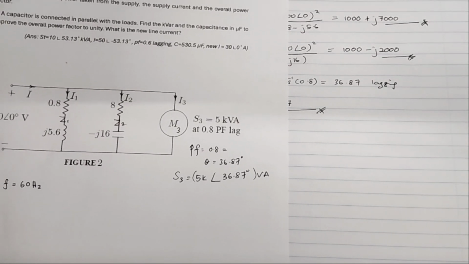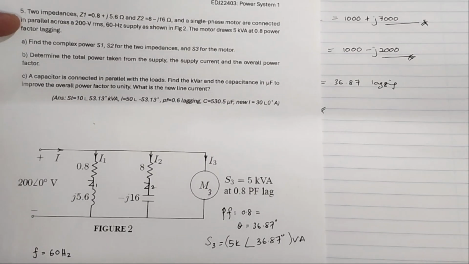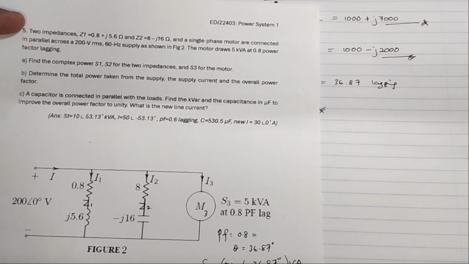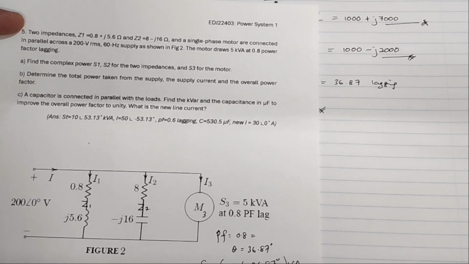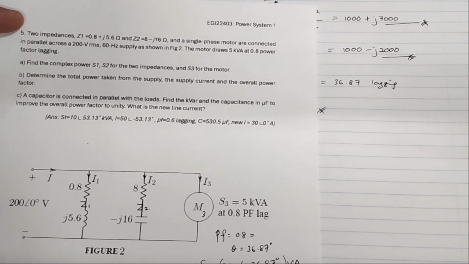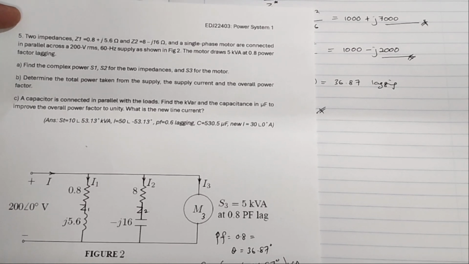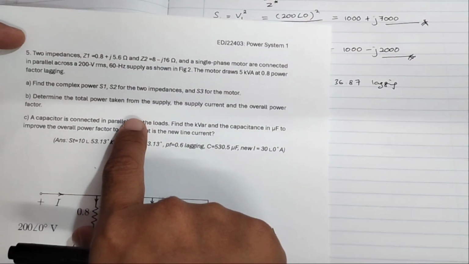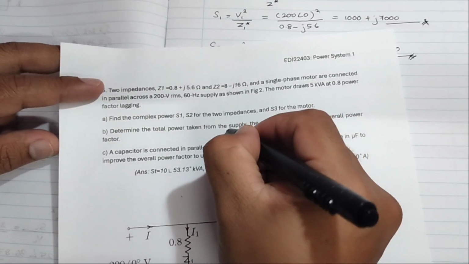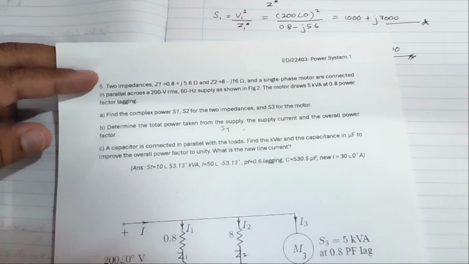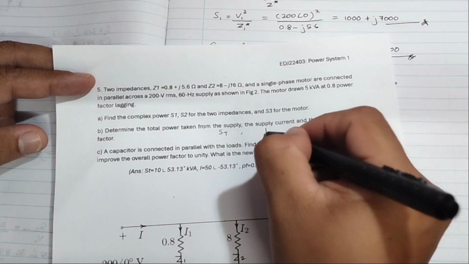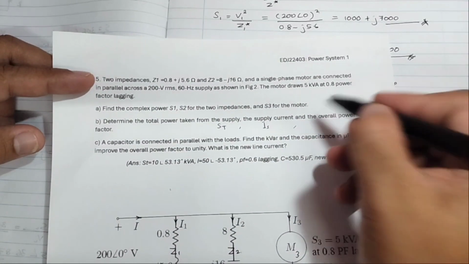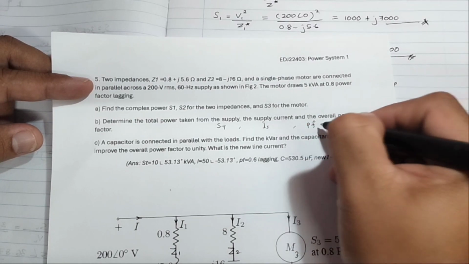Okay, seterusnya question 5B. Determine the total power taken from the supply. Total power, S total is equal to S1 plus S2 plus S3. And the supply current. Okay, question asks you for question B: S total, I supply, and overall power factor. So power factor total.